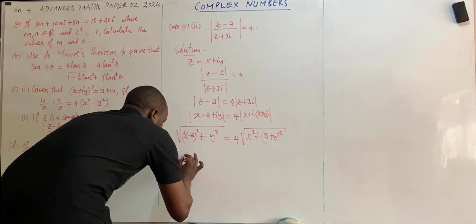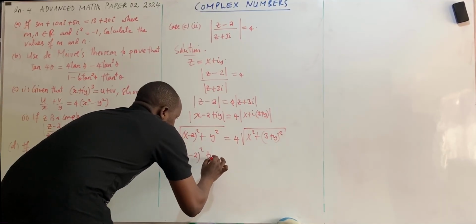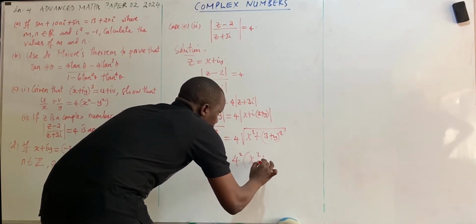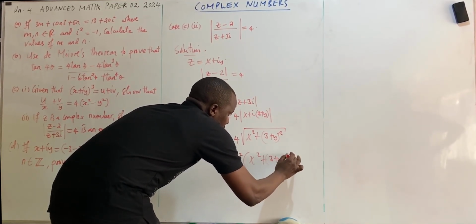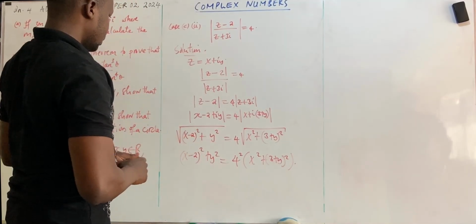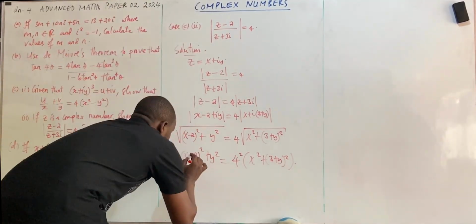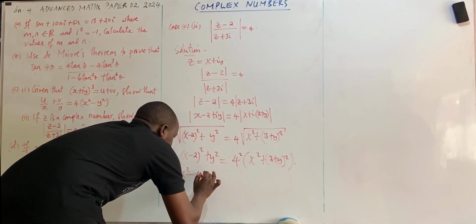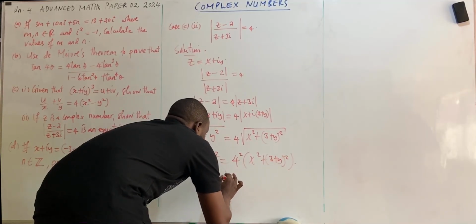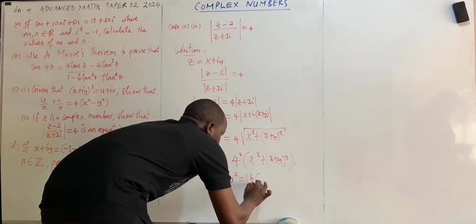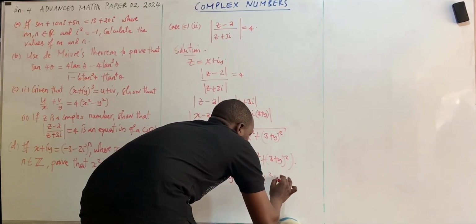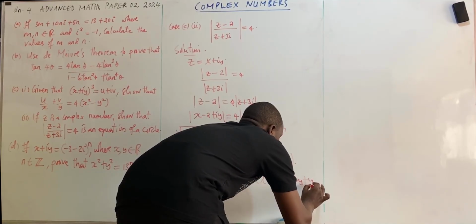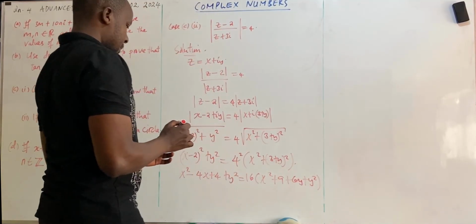And now we are going to have x minus 2 bracket square plus y square equals 4 square bracket, then x square plus 3 plus y bracket square. So from there, we can expand to see what we have. If we expand here, we get x square minus 4x plus 4, plus y square, equals 16 brackets: x square plus 9 plus 6y, then plus y square. So that's how it becomes.